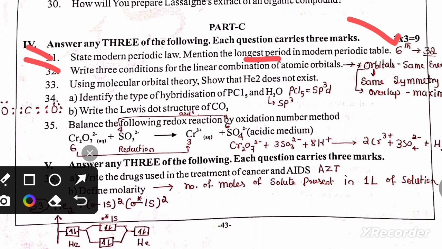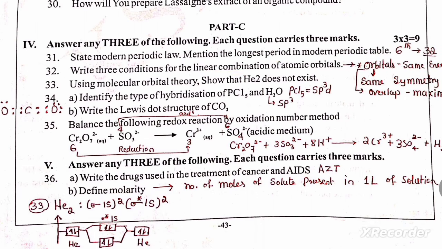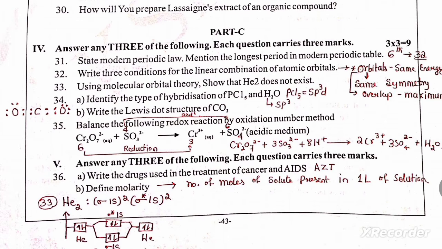Then write the 3 conditions for linear combination of atomic orbitals. The 3 conditions are: orbitals must have the same energy, orbitals must have the same symmetry, and orbitals should overlap to the maximum extent. These are the 3 conditions for the linear combination of atomic orbitals.